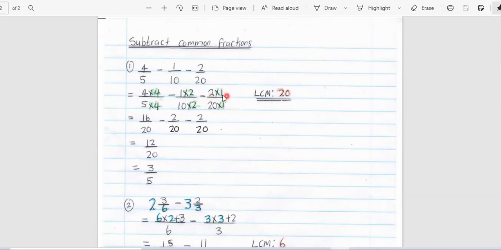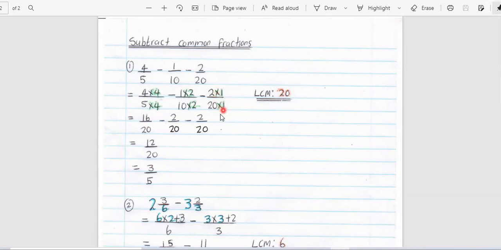Then the third and last fraction, you bring down 2/20. Then what number must you multiply the 20 by to give you an answer of 20? So 20 times 1 will give you 20. Then in your numerator, 2 times 1.